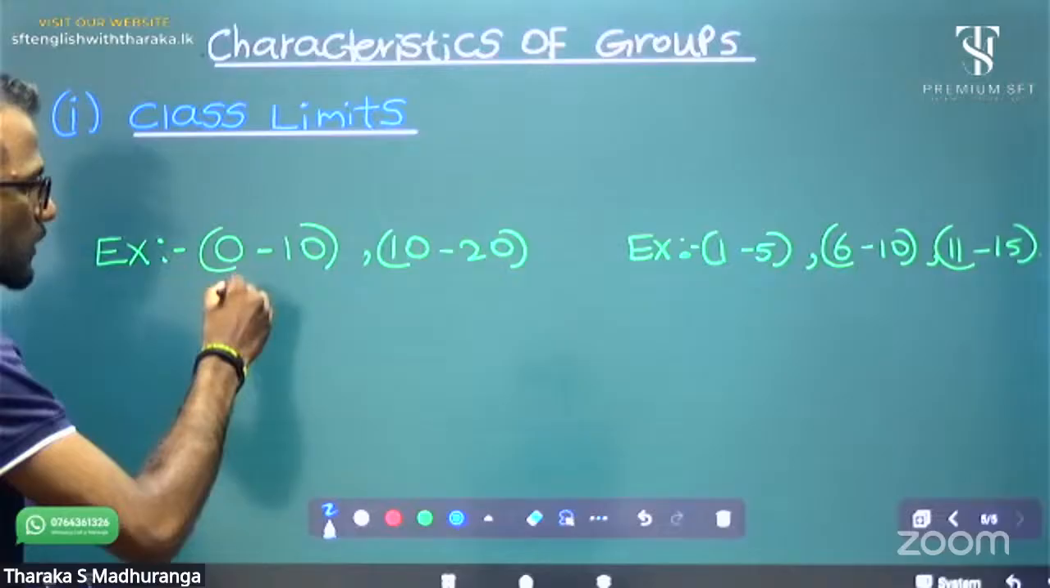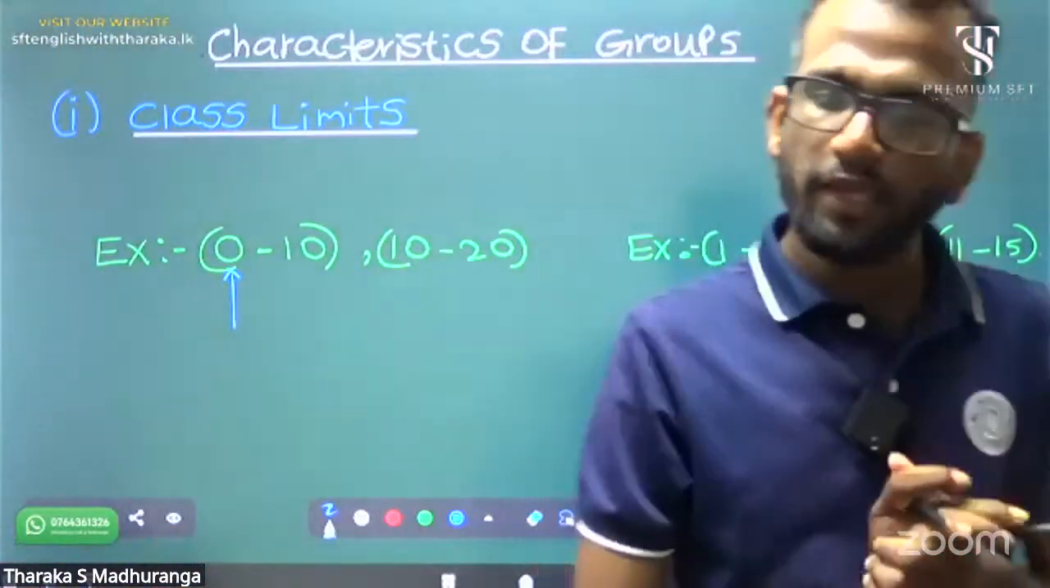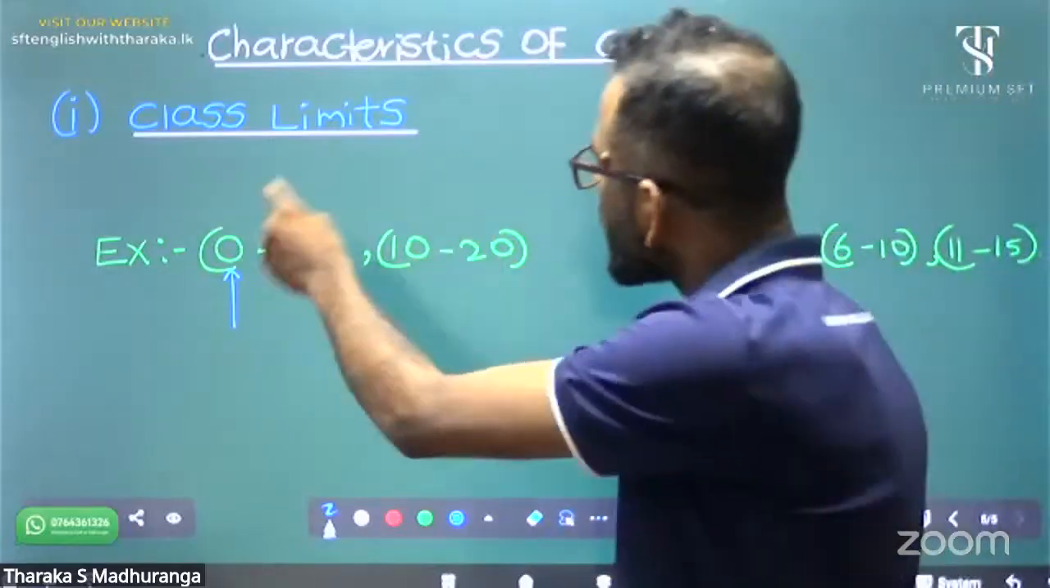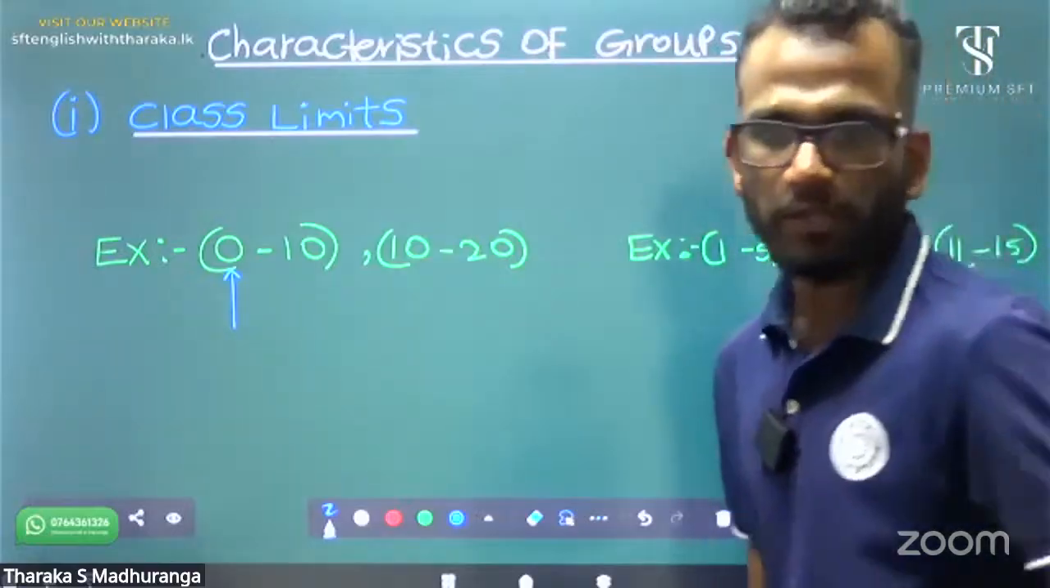Remember, the first value we call the lower class limit. They are the class limits: 0 and 10, 10 and 20. These values are what we call class limits.